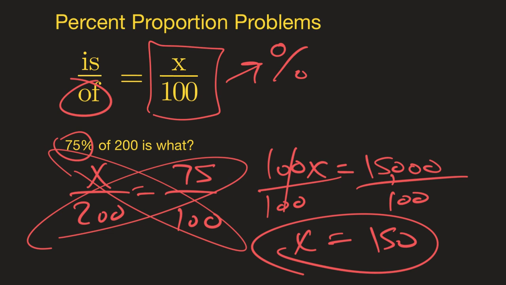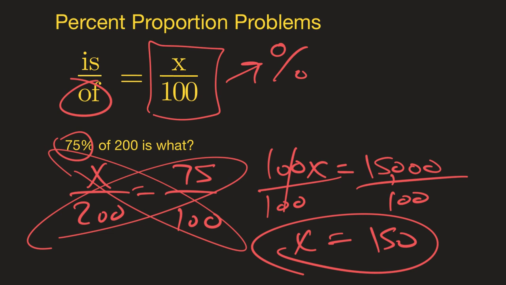75% of 200 is what? 150. So that would be like saying, if you're going to buy something for $200, you're getting a 75% discount. How much is your discount? 150 bucks. That's kind of what this problem's saying, if you wanted to relate it to some money. Okay?